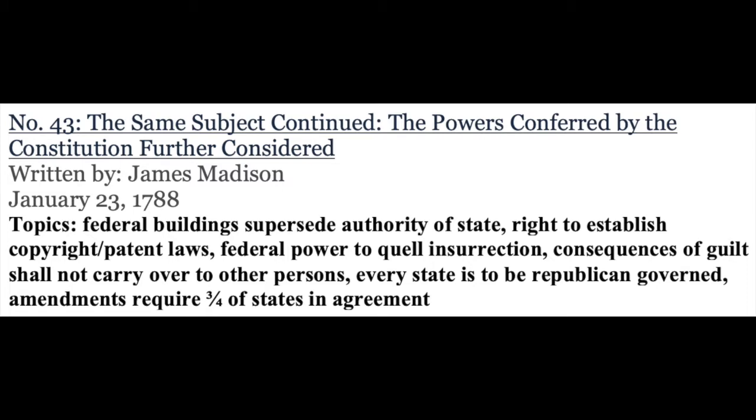Got a lot of topics in this one. They include federal buildings supersede the authority of the state, right to establish copyright, patent laws, federal power to quell insurrection, consequences of guilt shall not carry over to other persons. That one's very important. Every state is to be republican in nature, and amendments require 3/4 of states in agreement. Amendments to the Constitution. So this one's pretty substantial. This is a long one here, a lot of substance to it. This is just general miscellaneous powers that don't have another classification that are to be given to the federal government and are under the federal government's scope.